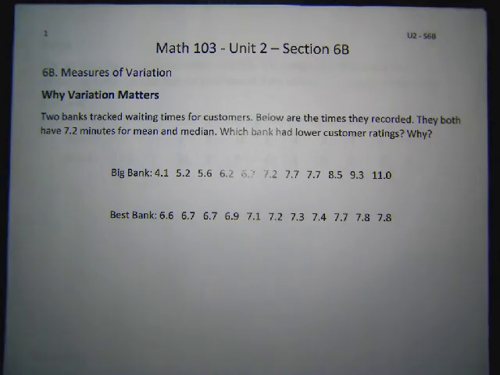Welcome to our next set of notes for mathematical reasoning. We're in section 6b. Last section we talked about ways to measure center: mean, median, and mode, and how we can use those to figure out what the center of our data is. We talked a little bit about shapes of data, how we can have unimodal, bimodal, and symmetric data, where things are spread out nice and evenly.